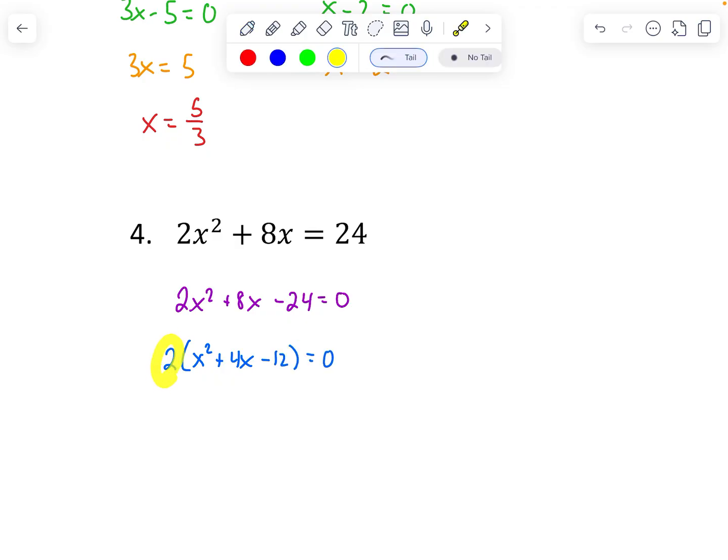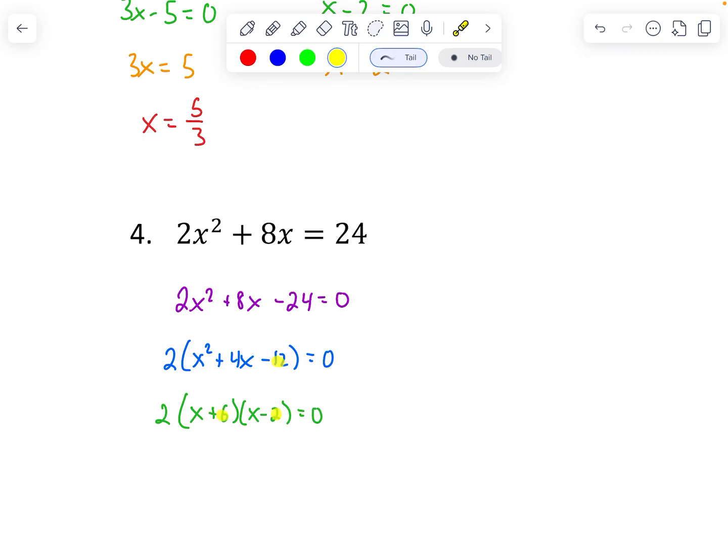And now you can kind of ignore the 2, because no matter what we get in here, if this ends up being 0 and then you multiply by 2, you're still going to get 0. So we can just double bubble this like normal, because now our leading coefficient is 1. So you need two numbers that multiply to get -12, but add to get 4. This 2 is still here, but it's unnecessary. It's not needed for the rest of the problem.